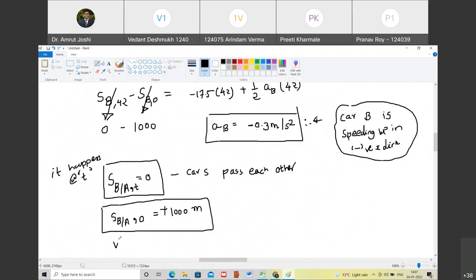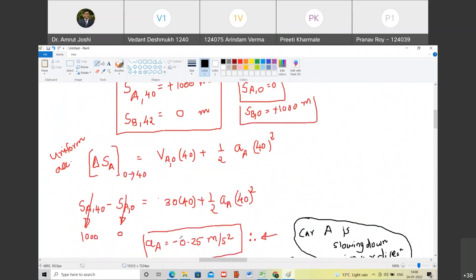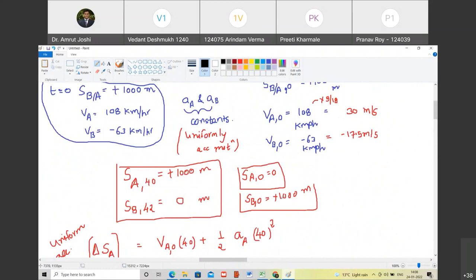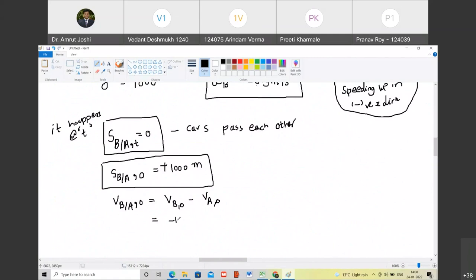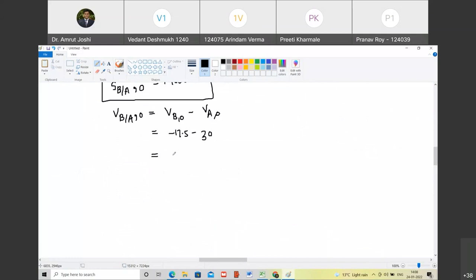Now, can we write down the velocity of car B with reference to A at time t equal to 0 easily? It is Vb minus Va. Are you with me? So it is Vb at time t equal to 0 minus Va at time t equal to 0. What is Vb at t equal to 0? Minus 17.5. And what is the velocity of A at time 0? 30 meter per second. So minus 30. How much is that? Minus 47.5 meter per second. This is the velocity of B with reference to A.